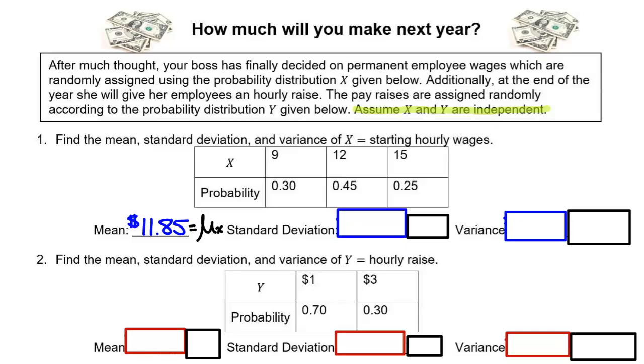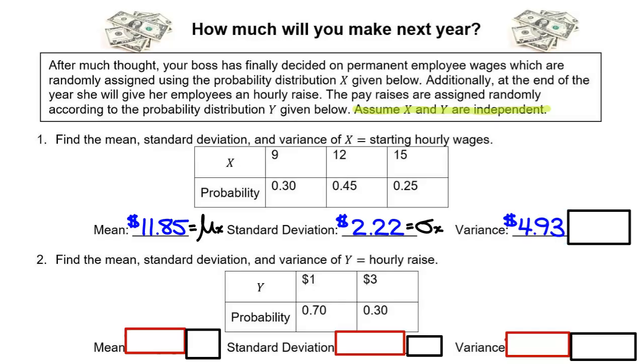What was the standard deviation of X? 2.21, 2.22, depending on how you rounded. If you wrote $2.21, I would accept that. I'm not going to get picky over a penny. This is sigma of X. And then the variance, you're going to take that value for the standard deviation, $2.22 or $2.21, depending on how you rounded, and you're going to square that number. What is the variance? I got 4.93 with the way I had rounded that. You should get something reasonably close to $4.93. This is the standard deviation squared.